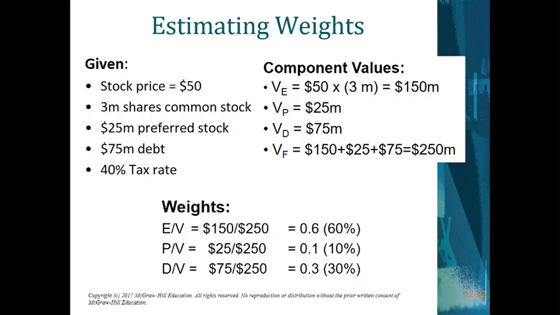So we take our $50 stock price and multiply it by 3 million shares. We come up with the value of equity of $150 million, and you have the preferred and the debt already. So you come up with a total value of the firm of $250 million. Your weights are for equity 60%, for preferred 10%, and for debt 30%.